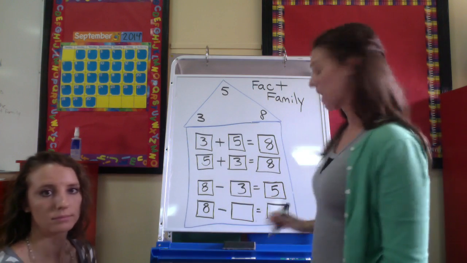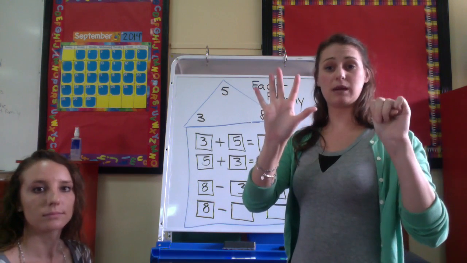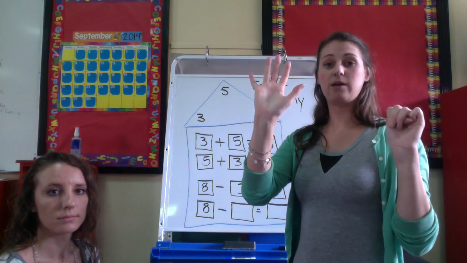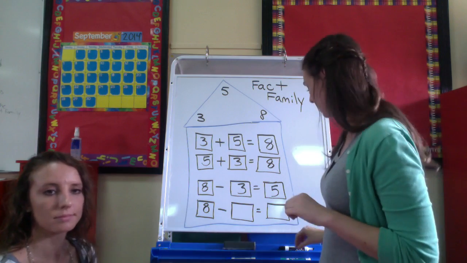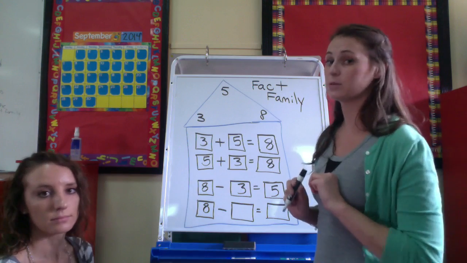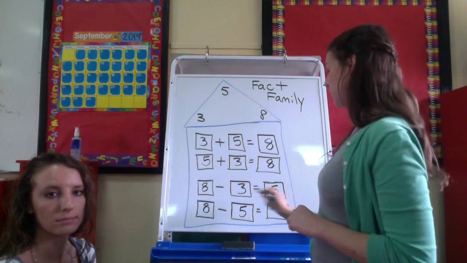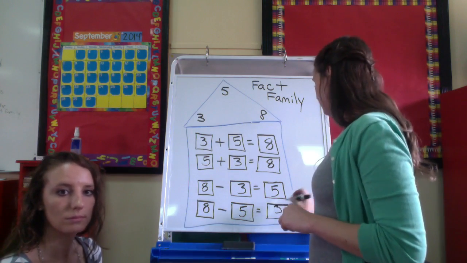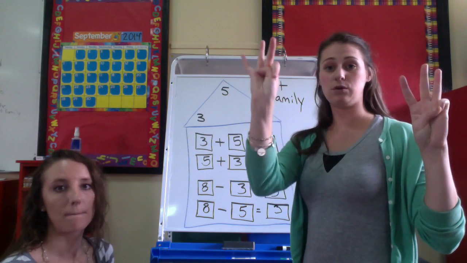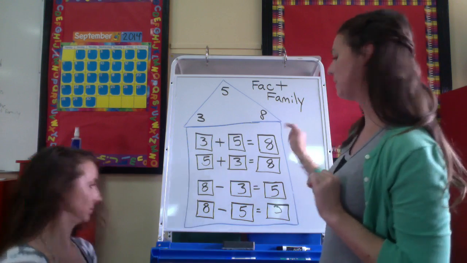And now I need to double check. So I'm going to take 8 fingers, and I'm going to subtract 3 away from that. And I'm left with 1, 2, 3, 4, 5. So my problem is correct. The next one, I can't do 8 minus 3 again because I've already done 8 minus 3, so I need to do 8 minus 5. And now I need to double check because I'm filling in 3 for my answer. So if I have 8 and I subtract 1, 2, 3, 4, 5, I'm left with 3. So I know that my fact family is correct.